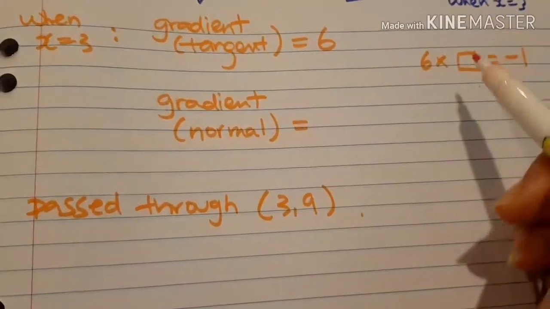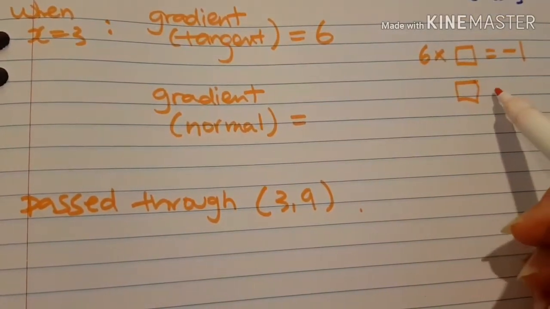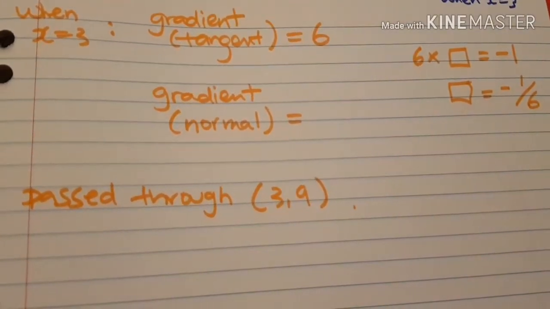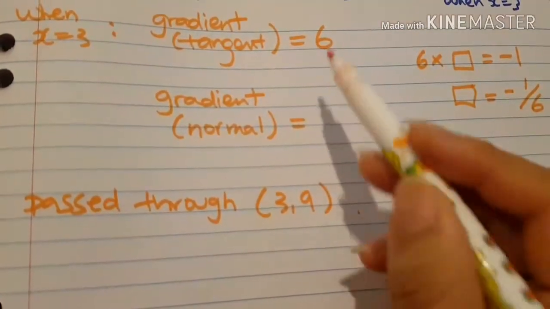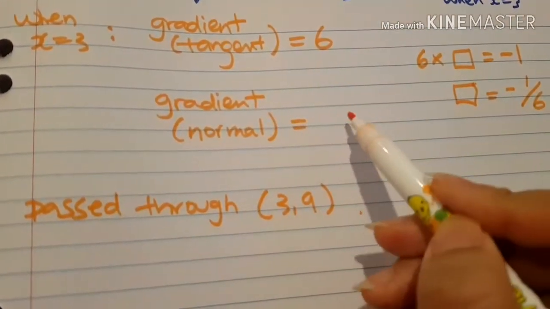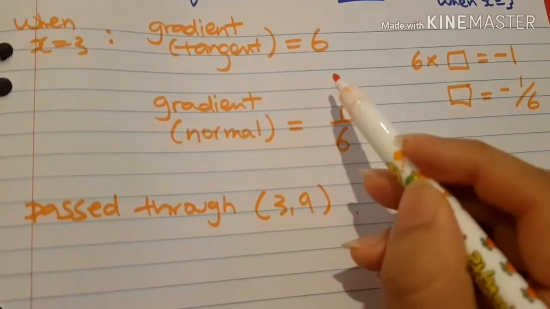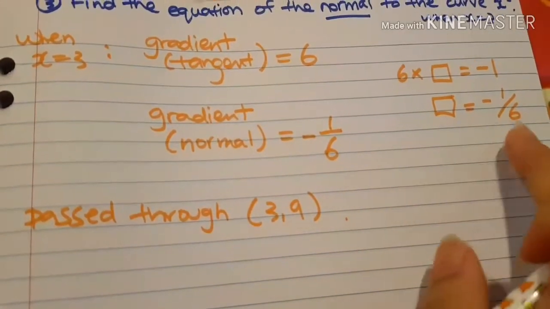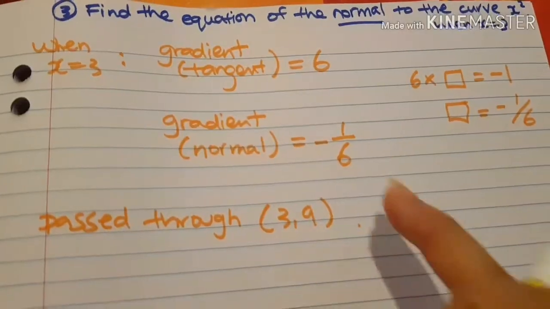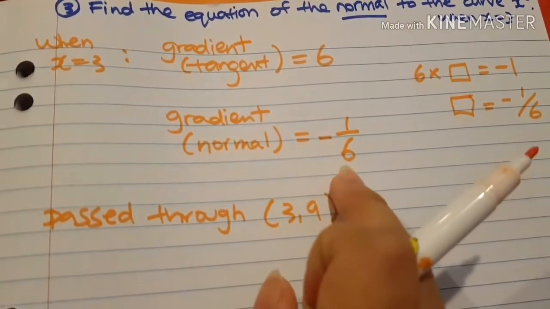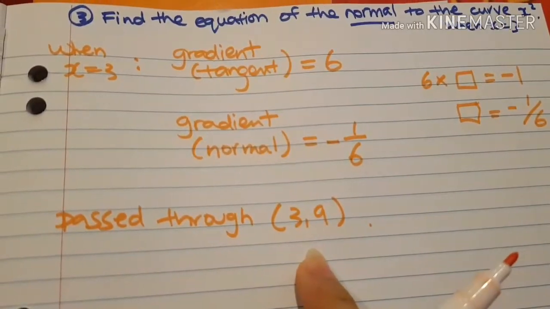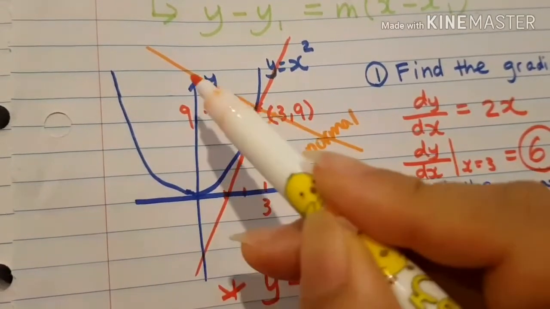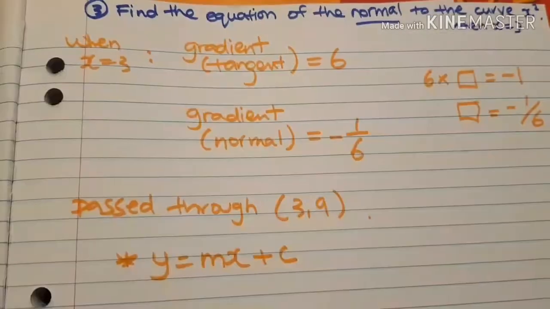So if I rearrange, the gradient of the normal should be -1 divided by 6, so -1/6. Or straight away, since those two are negative reciprocals of each other, the reciprocal of 6 is 1/6, because it's 6/1, right? Flip it. And negative reciprocal, so I'm just adding a negative. So there you go, straight away. Since it's the gradient of the normal, and it's also passing through (3, 9), we have the new equation, passing through the same point, (3, 9).